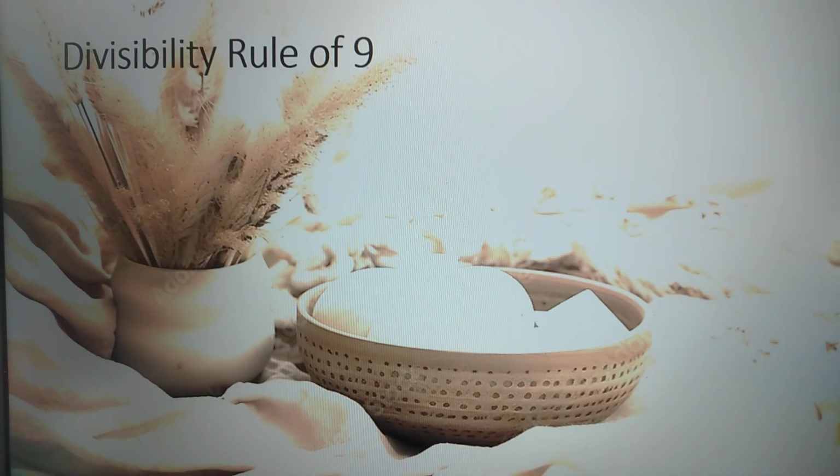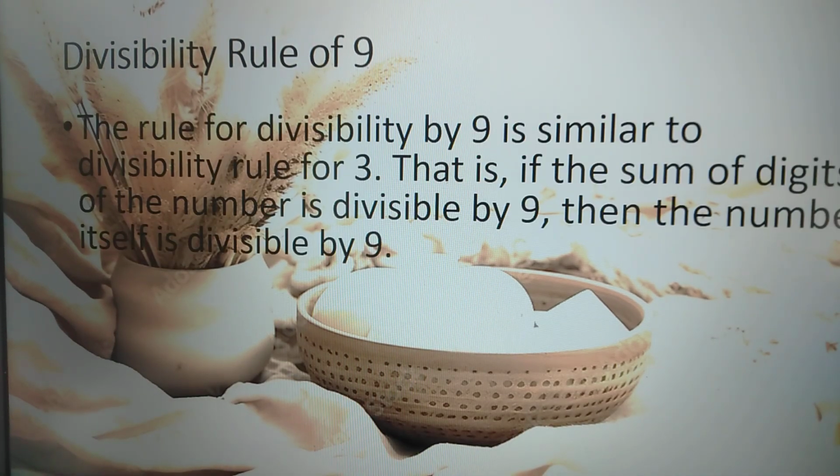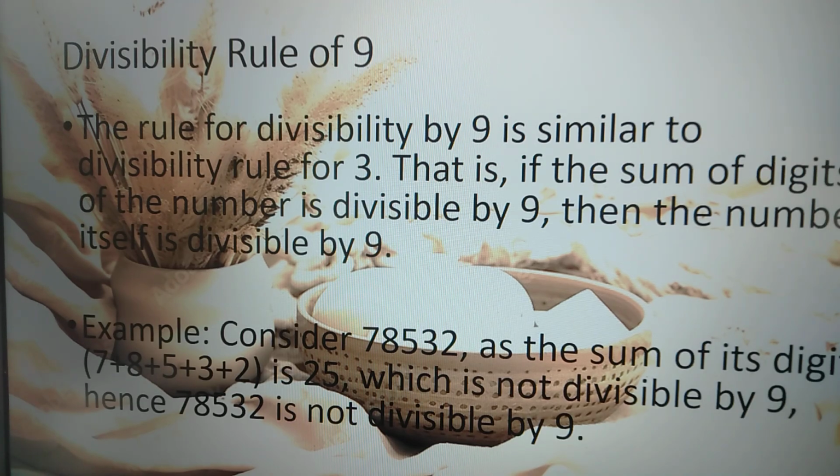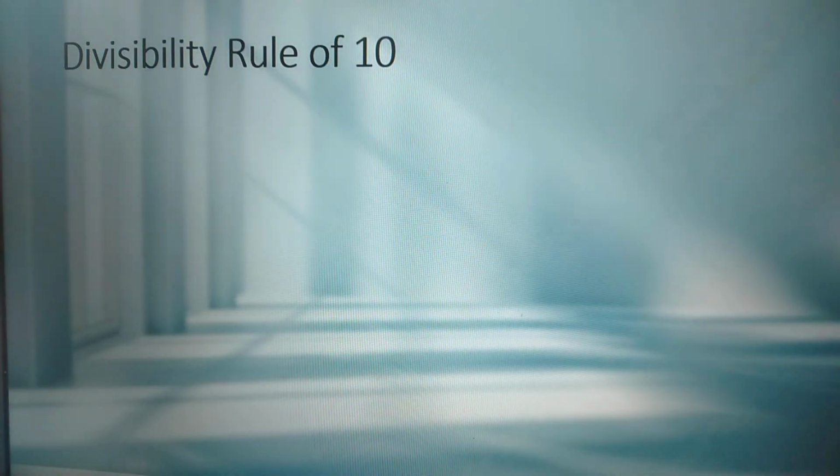The divisibility rule of 9. The rule for divisibility by 9 is similar to the divisibility rule for 3. That is, if the sum of the digits of the number is divisible by 9, then the number itself is divisible by 9. Consider 78,532. The sum of its digits is 7 plus 8 plus 5 plus 3 plus 2 equals 25, which is not divisible by 9. Hence, 78,532 is not divisible by 9.